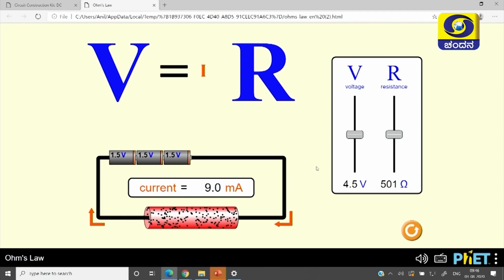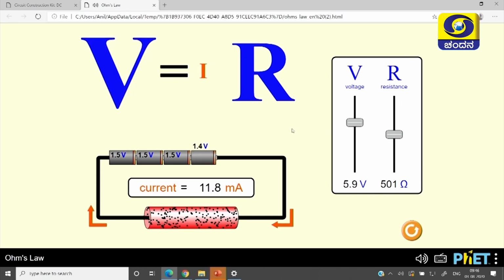Now I will increase the potential difference. What will happen to the electric current? Yes, it is increasing. As you can see, the potential difference increases, so the electric current also increases.